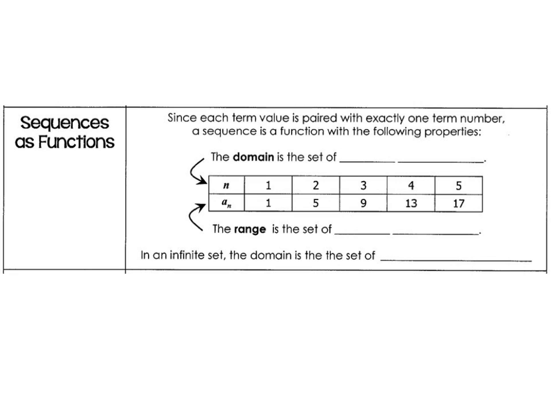Another thing I want you to understand today is that sequences are functions as well. So each term value is paired with exactly one term number, and therefore a sequence is a function with the following properties. So we can think of sequences as functions. The domain, or our n, is the set of term numbers.